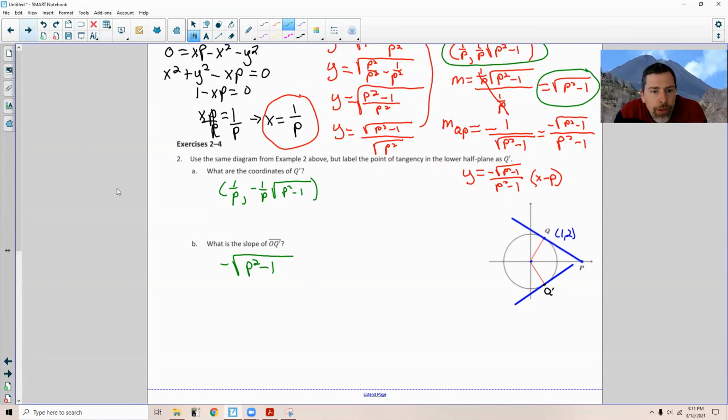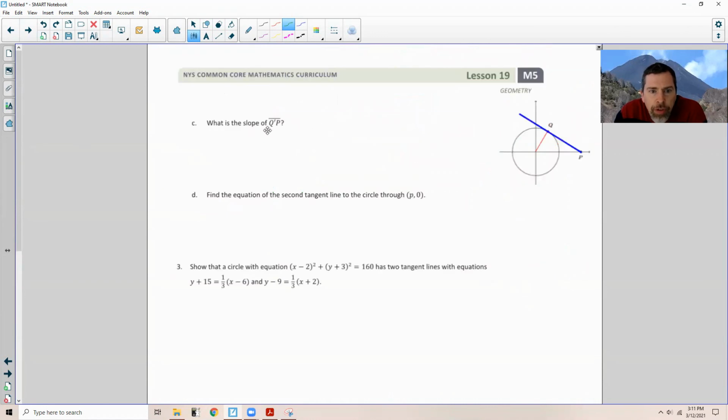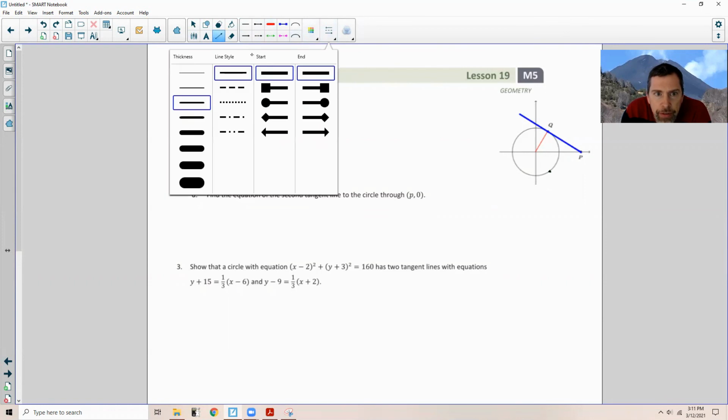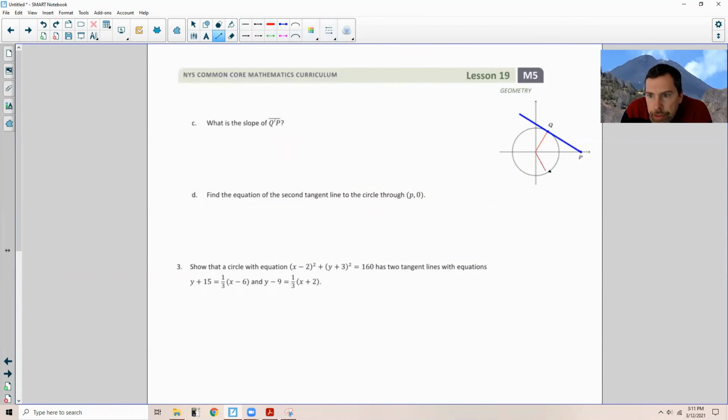So the next page, which we are on now, is what is the slope of q prime p? So the slope of q prime p, remember, let me just draw it in there. This would be a point straight down reflected across the x-axis right there. And then I would draw a red segment for my radius from here to here, and then a blue segment for my tangent at that point of tangency.